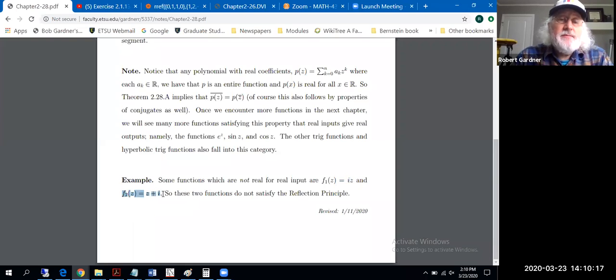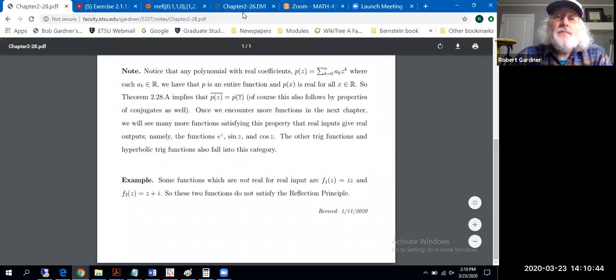And similarly, down here for, say, a second function, f2 of z equals z plus i, same problem. You put real numbers in, you don't get purely real numbers out. You get complex numbers out with non-zero imaginary part, because the imaginary part will be i if we input a real z. So not all functions satisfy the reflection principle, but many of them you are familiar with do. So I'll bring that to an end, and we'll move on to the next section.